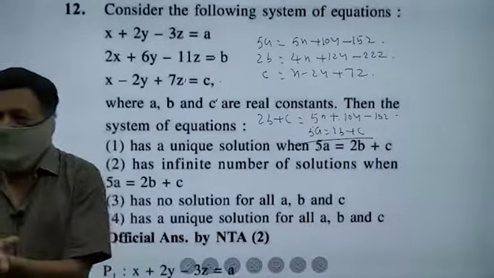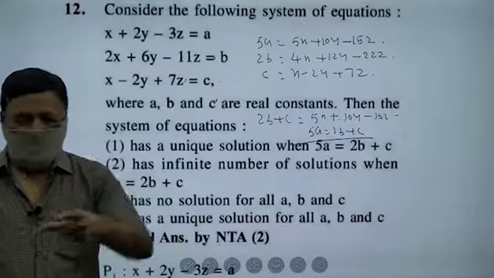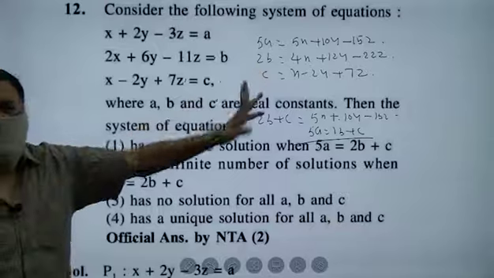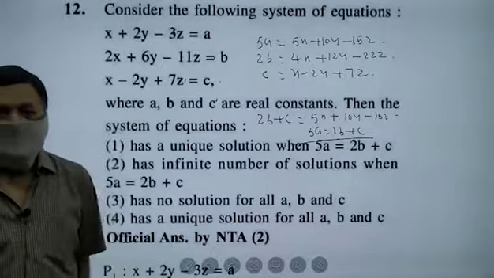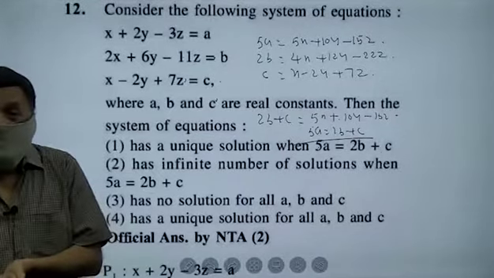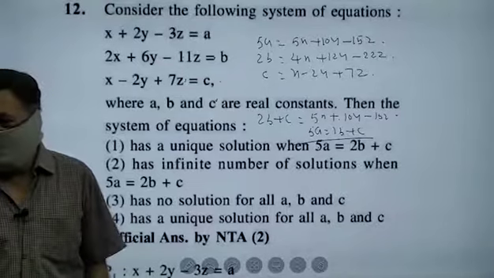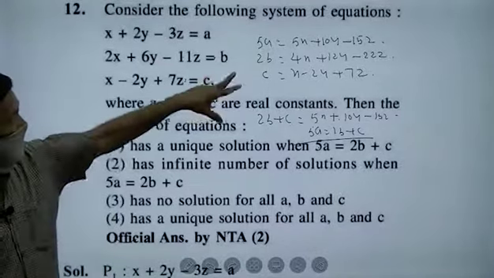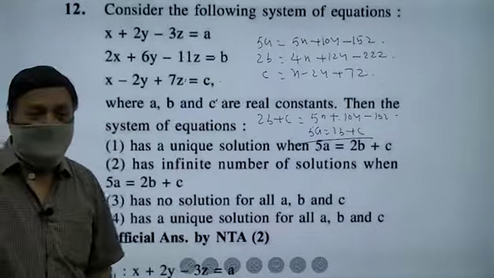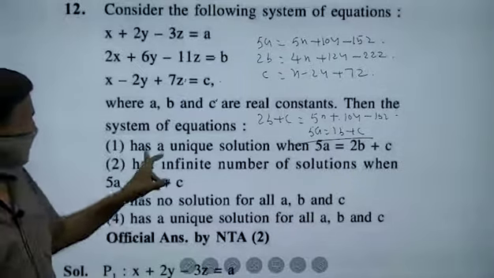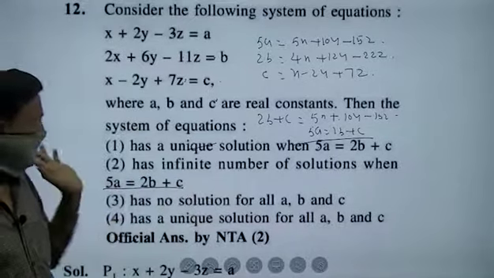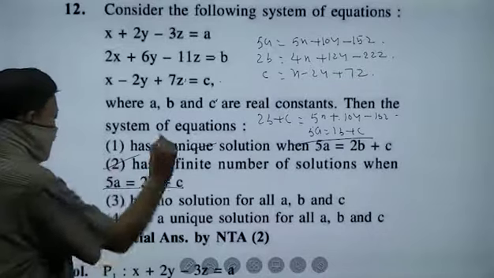See, the three equations are not independent. Only two independent are there. Third can be obtained by linear combination of the two. If all the three are independent, there is a chance that you may have unique solution. You may have what? No solution. Understood? So, 5a is equal to 2b plus c form means this system will have what? Infinitely many solutions. Look here, it has infinite number of solutions, not a unique solution. Correct. So, your answer is what? 2.